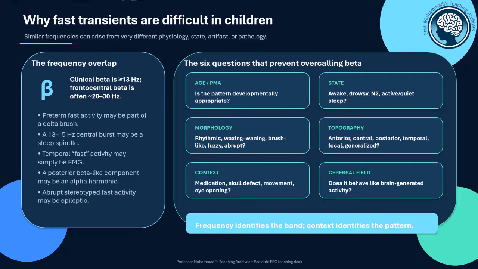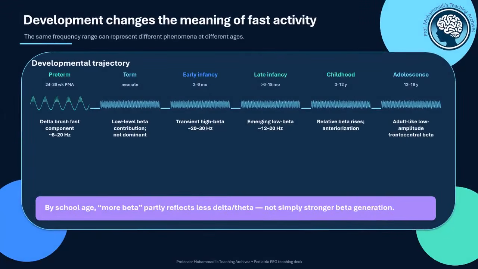Next slide, please. Development substantially changes the meaning of fast activity. In premature infants between approximately 24 and 36 weeks postmenstrual age, fast activity in the range of about 8 to 20 Hz is frequently embedded within delta brushes. It should therefore be interpreted as part of a normal developmental grapho element rather than as independent beta activity. Around term, beta frequency energy is present, but it is usually not a visually dominant component of the background. During early infancy, particularly between approximately 2 and 6 months, a transient high beta component in the 20 to 30 Hz range may become more apparent.